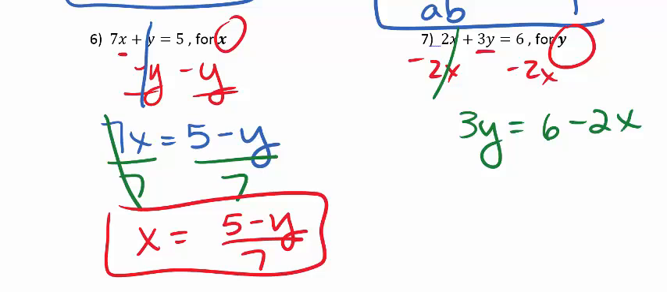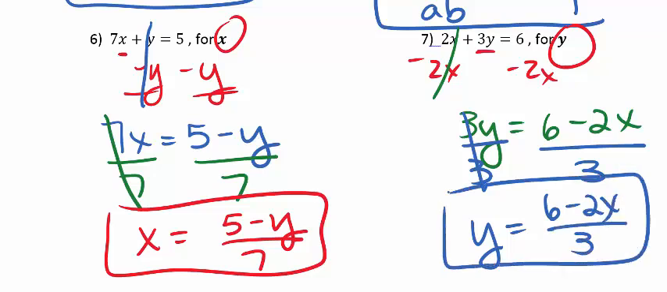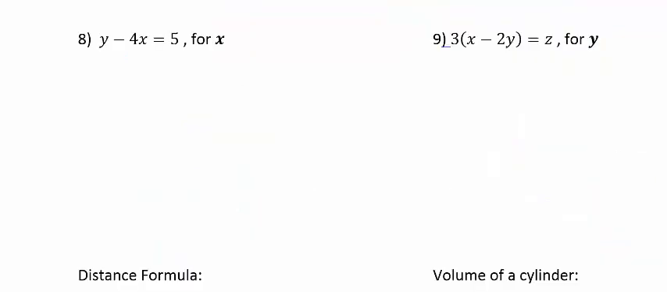Now I can get rid of the 3. 3y means 3 times y, so I'll do the opposite and divide both sides by 3. And I'll end up with y equals 6 minus 2x over 3.